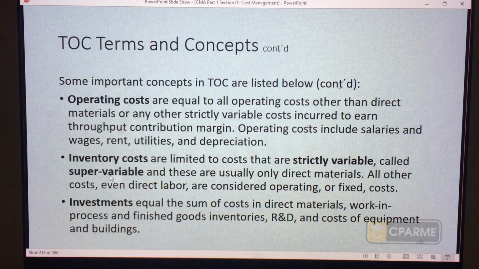Usually, ang inventory cost natin dito ay yung direct materials. So, all other costs, no, even your direct labor, are considered operating or fixed costs. So under theory of constraints, again, tinatawag siyang super variable. Yung inventory cost mo is strictly variable at ito ay only for direct materials. Under theory of constraints, your investments would be the sum of your costs in direct materials, in work in process, and finished goods, your R&D, and the cost of equipment or your people.